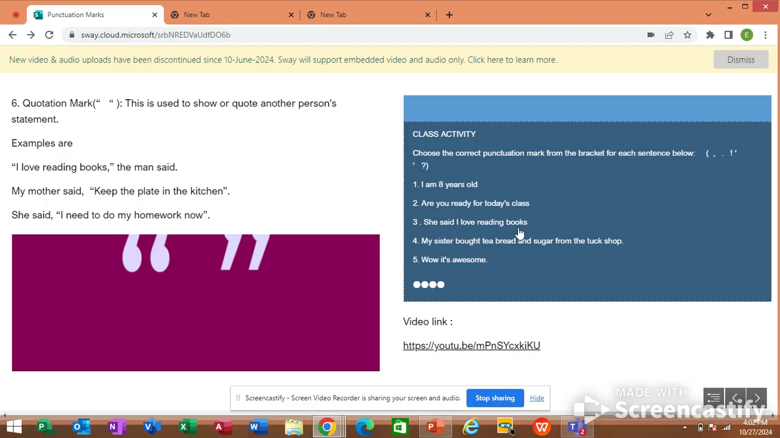Number 3, she said, I love reading books. What are you going to put? Remember, we talked about a speech mark that is used to show what someone said. We call it a quotation mark. So, what are you going to put here now? Number 4, my sister bought tea, bread, and sugar from the tuck shop. What are those items that your sister bought? Remember what you are expected to use to break them up. And the last one, wow, it's awesome.